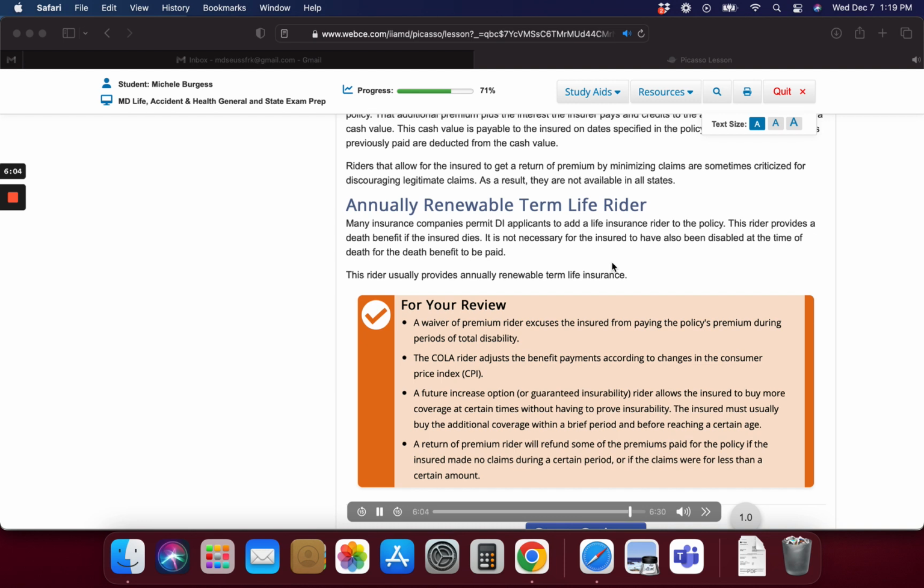A future increase option, or guaranteed insurability, rider allows the insured to buy more coverage at certain times without having to prove insurability. The insured must usually buy the additional coverage within a brief period and before reaching a certain age. A return of premium rider will refund some of the premiums paid for the policy if the insured made no claims during a certain period, or if the claims were for less than a certain amount.